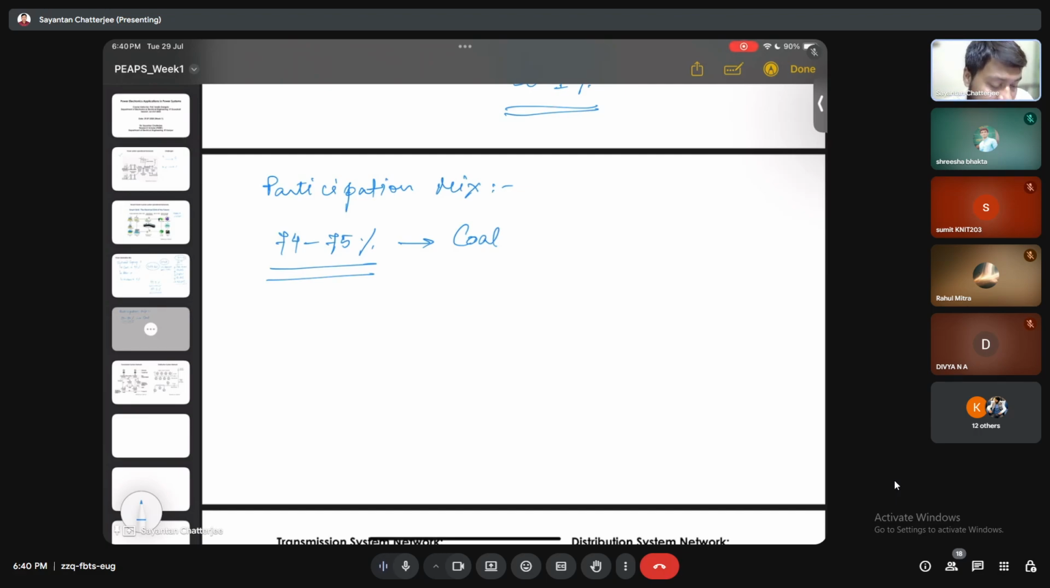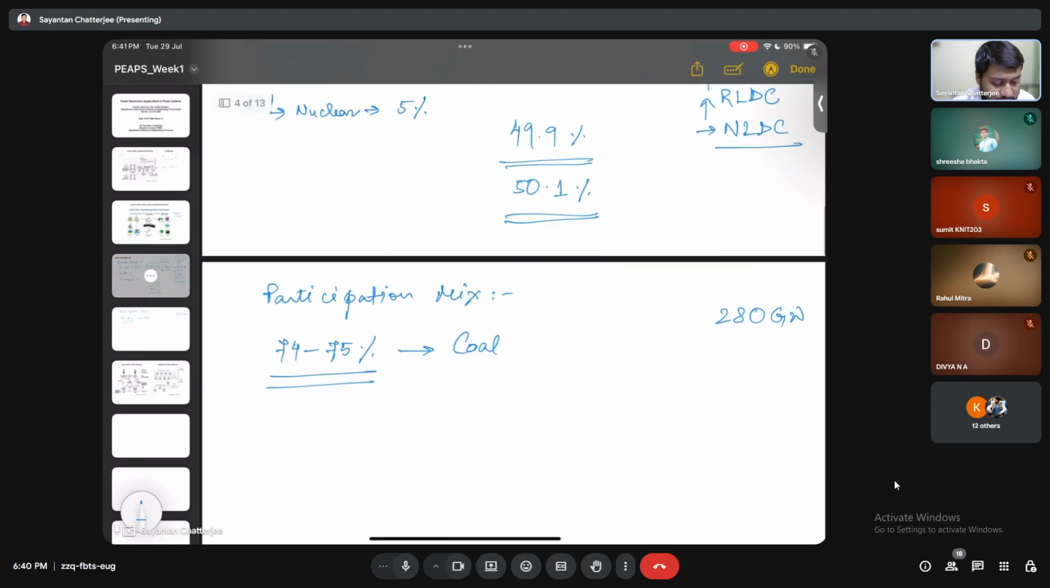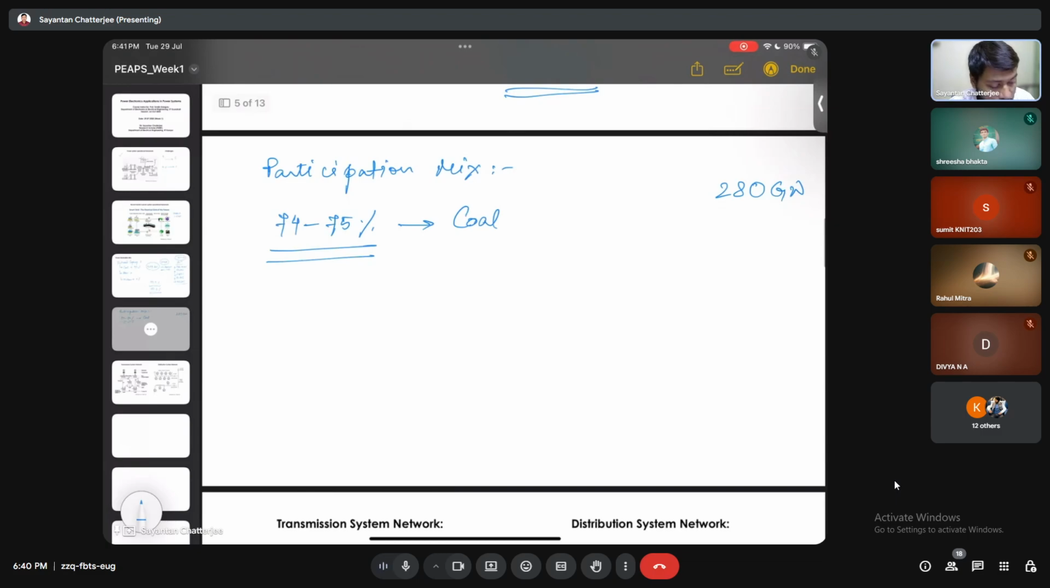So at a point of time the total load of India is, let's consider, 280 gigawatt. Out of this 280 gigawatt, coal still delivers 74 to 75%. Although its installed capacity is around 44-45%, the participation mix is still high for coal.